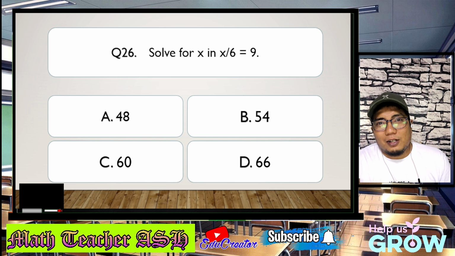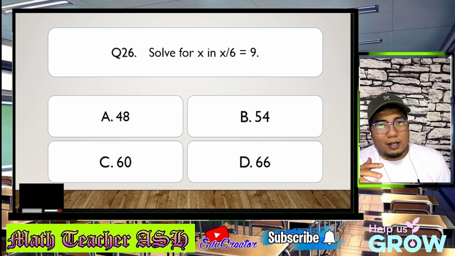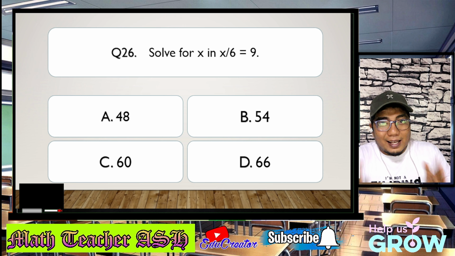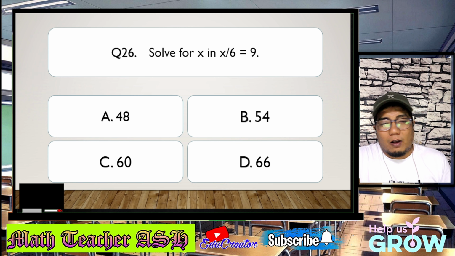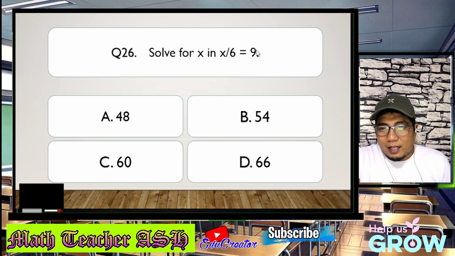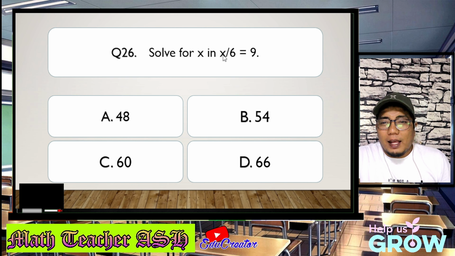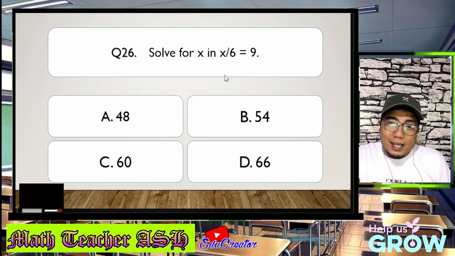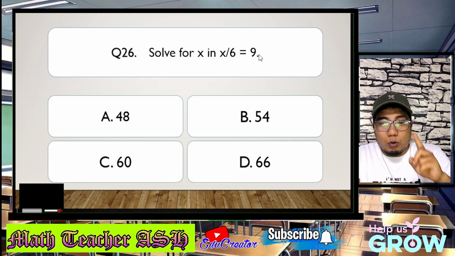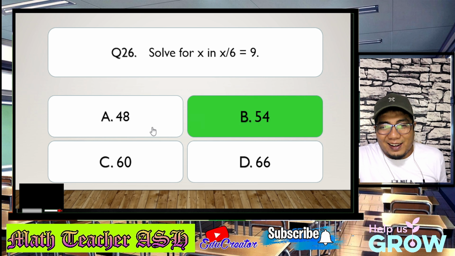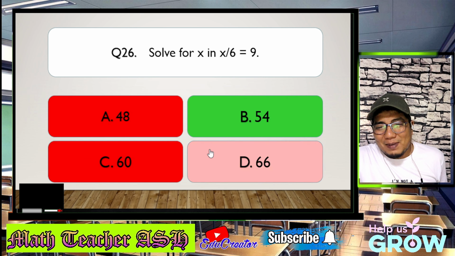Okay, my dear math learners, this is just the same as the earlier questions we had. So right now, I will try to test you on how to solve this mentally. Just imagine that this is a whole number that has 1 as its denominator. And when you cross multiply it, that will become x times 1, that is x. 6 times 9, that would be 54. So the correct answer is letter B. Alright. Easy, right? Very easy, my dear math learners.